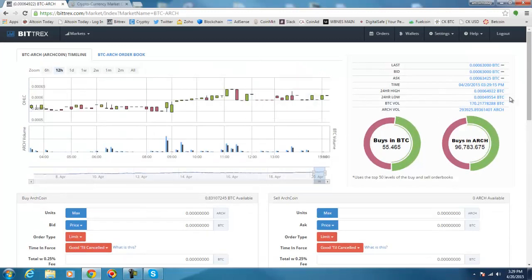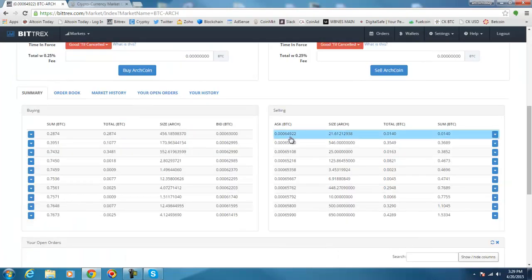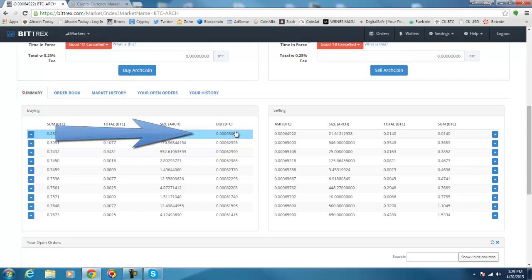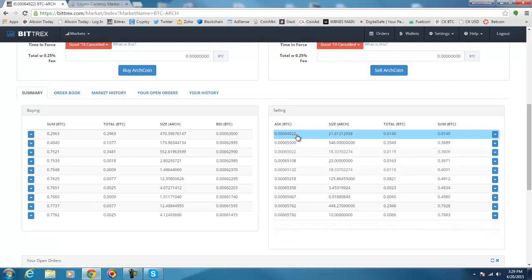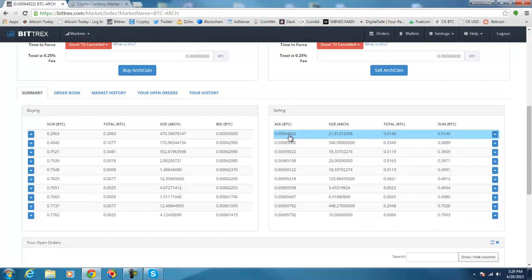I want to show you what I look at when I'm evaluating a coin. We have the very first buy order at 63,000 Satoshi. That's what Coinmarketcap uses as their gauge of the price. Now you can see it's actually 64,922 is the first coin for sale. So actually the price of Archcoin is substantially higher than Coinmarketcap is showing. I mean, it's 1,900 Satoshi almost higher.